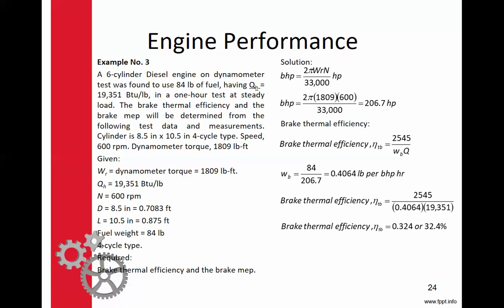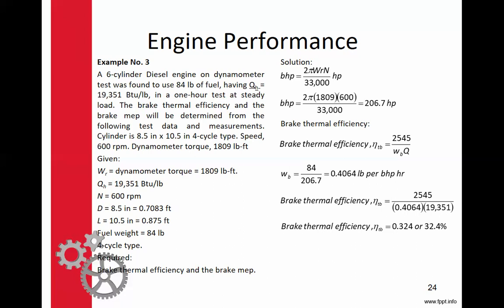So given WR, the dynamometer torque, is 1809 pound-foot. QH is 19,351 BTU per pound and 600 RPM. D is equal to 8.5 inch or 0.7083 feet. L is 10.5 inch or 0.875 feet. Fuel weight is 84 pounds, 4 cycle type. Required: brake thermal efficiency and the brake MEP.